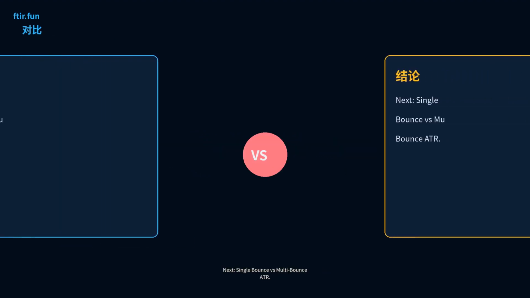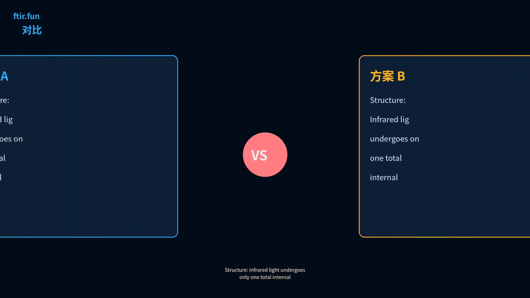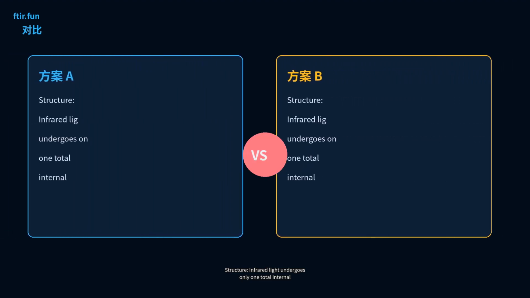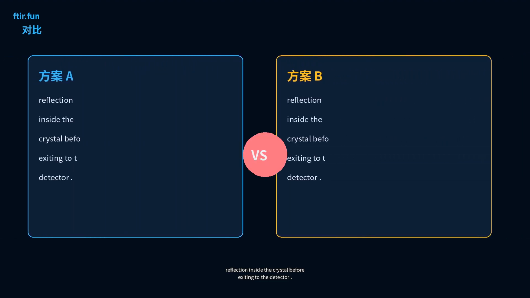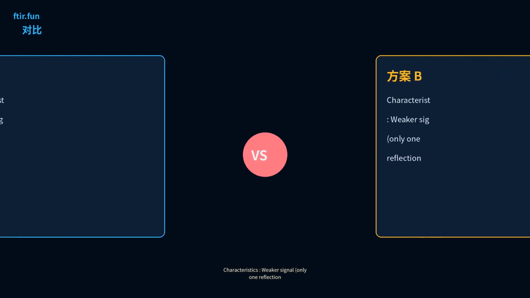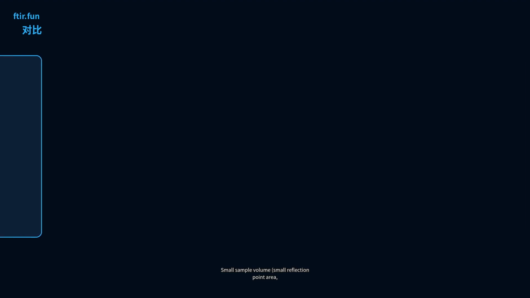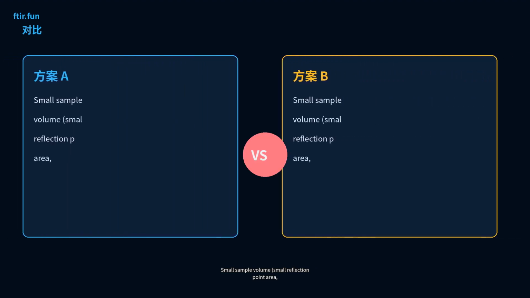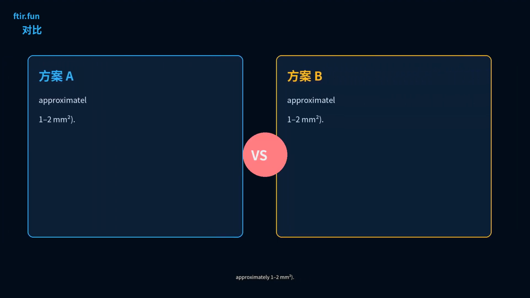Next, single bounce vs multi-bounce ATR structure. Infrared light undergoes only one total internal reflection inside the crystal before exiting to the detector. Characteristics: weaker signal, only one reflection. Absorption: small sample volume, small reflection point area, approximately 1-2 square millimeters.